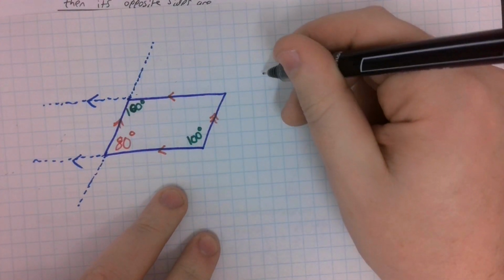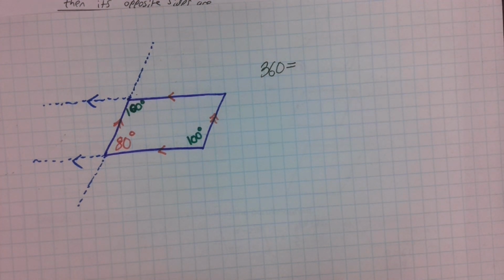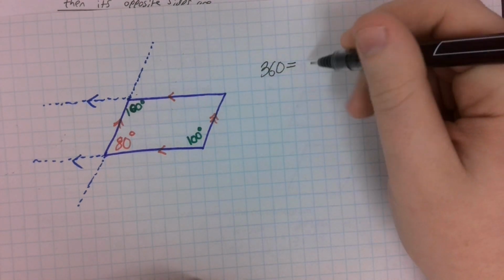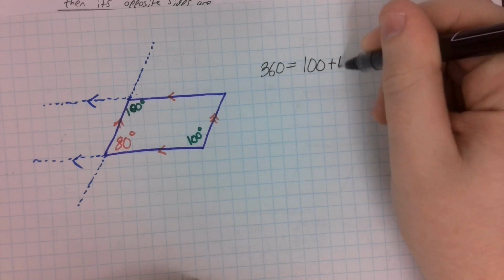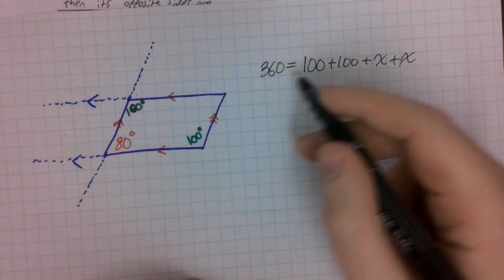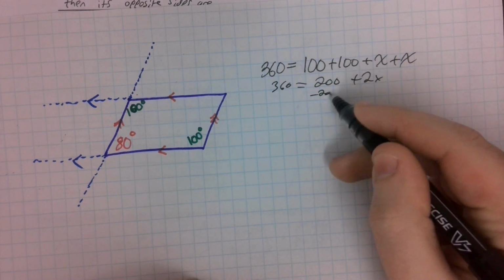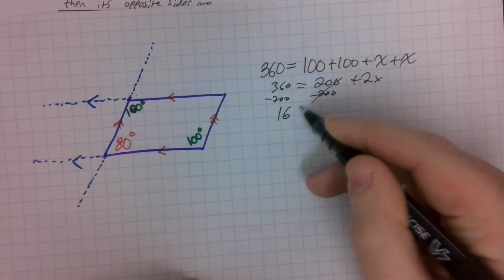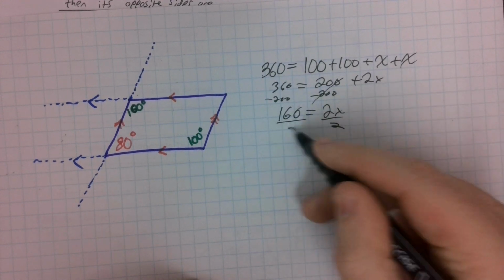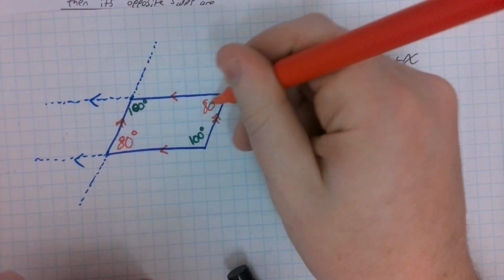Algebraically, we could also say, since all quadrilaterals add up to 360 degrees, remember that was the corollary to the polygon sum theorem. If we know that it's going to add to 360, and we know that 2 of the angles are 100, we can set up something like this. These are 200 together, plus 2x equals 360. If we subtract 200, we get 160. And if we divide by 2, 160 divided by 2 is 80. So no matter what, we get these angles.